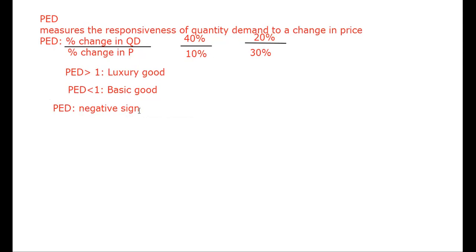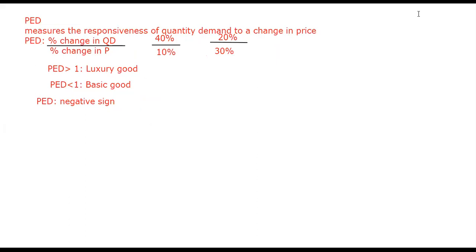But since we know that it must always give you a negative sign, ignore the negative sign, because it is obvious that whenever you calculate it, it must give you a negative sign. After you have ignored it, let's say it was -3, it's the same as 3. That is with regard to PED.